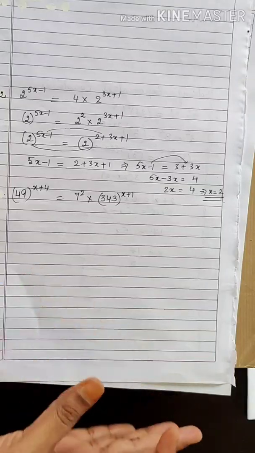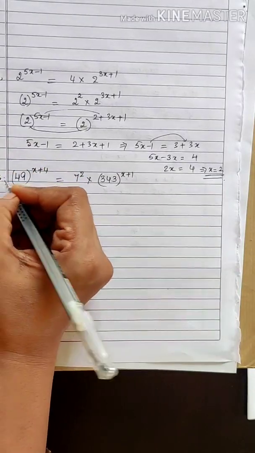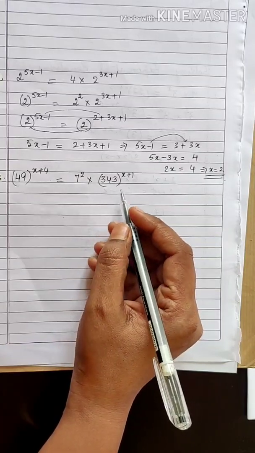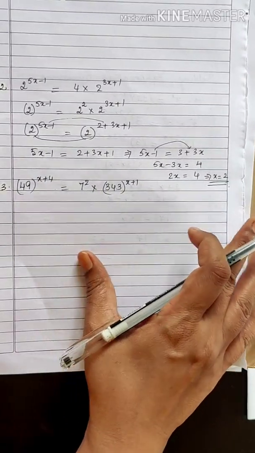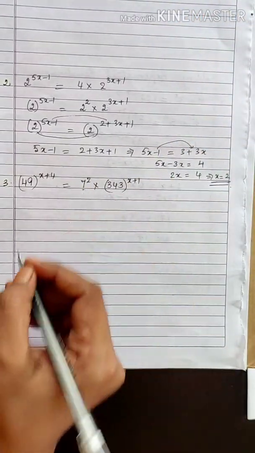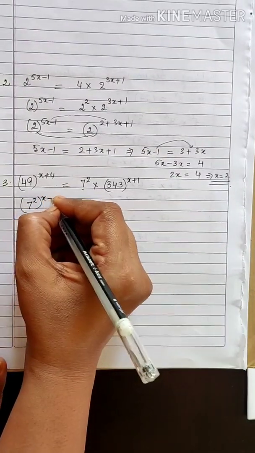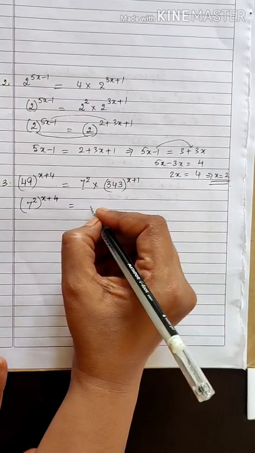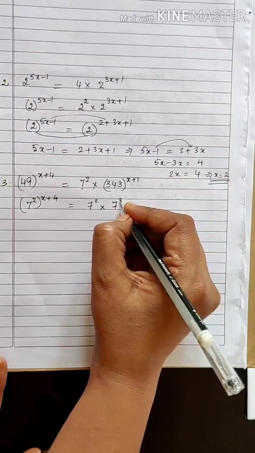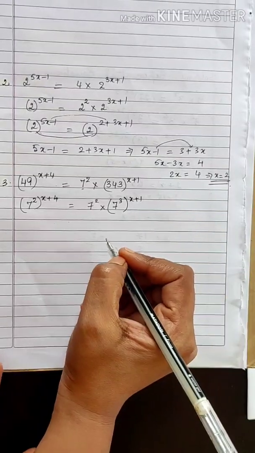Now moving on to the next sum. (49)^(x+4) = 7² × (343)^(x+1). Again you can represent 49 and 343 in terms of powers of 7. 49 can be expressed as 7², so (7²)^(x+4) is equal to 7² into 343. We have already learned 343 can be represented as 7³, to the power of x+1.